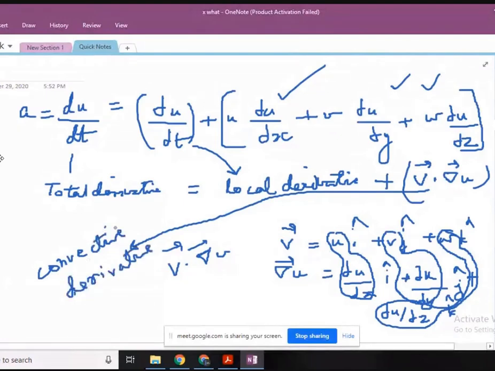So if you want to track the total change, you first find the local change plus the convective derivative. Physically, the first part doesn't talk about space. You are tracking the change in time alone. So can somebody tell me, if I want to track the change in time alone, how I should set my probe for measurement in a flow field?